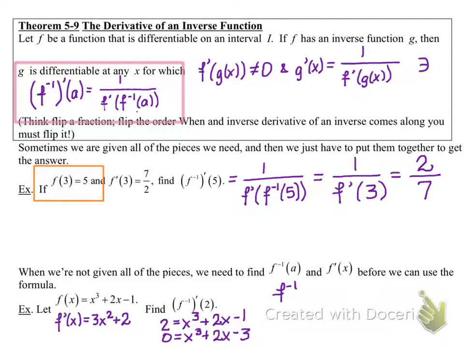Okay. So we have an x value. F inverse of 2 would be 1. So now we're going to find the derivative of the inverse of f at 2. And when you do all the math, you should find 1/5.